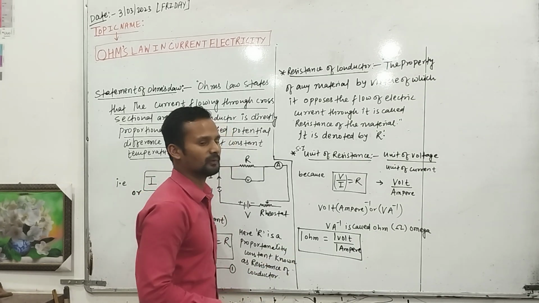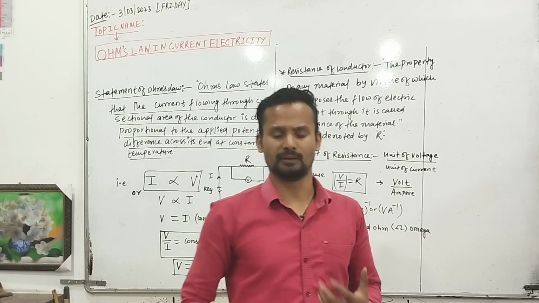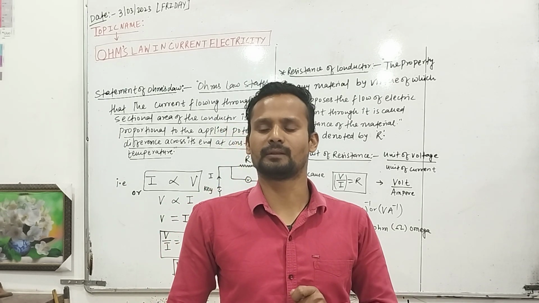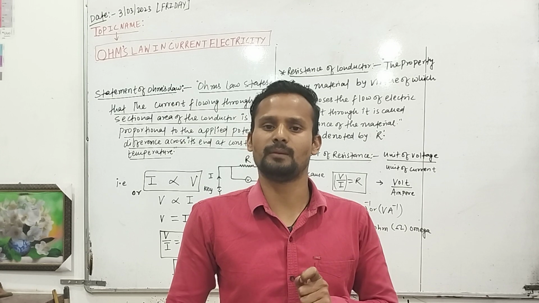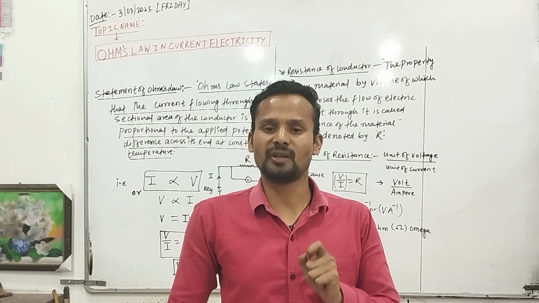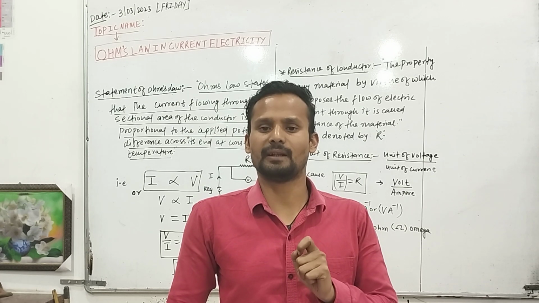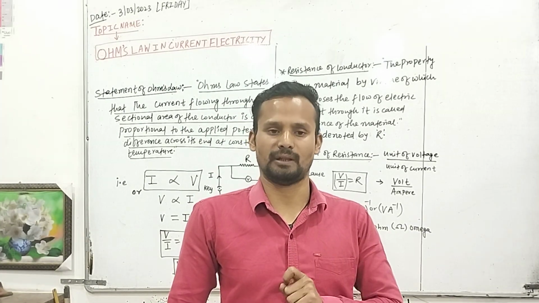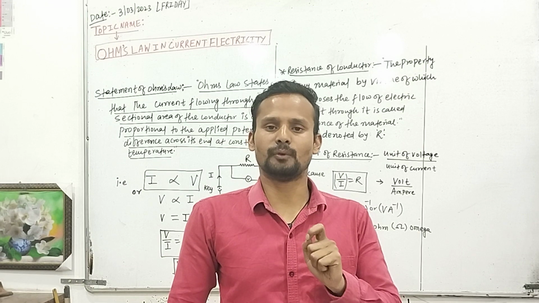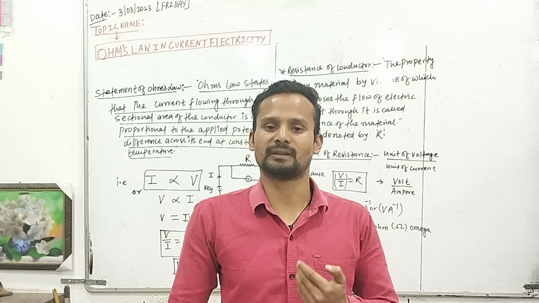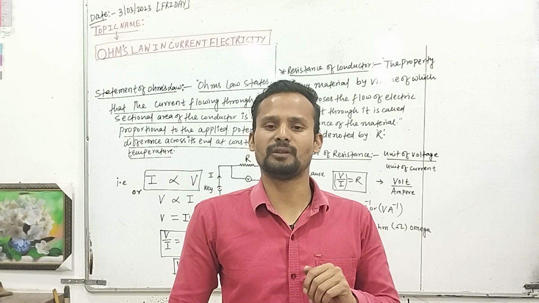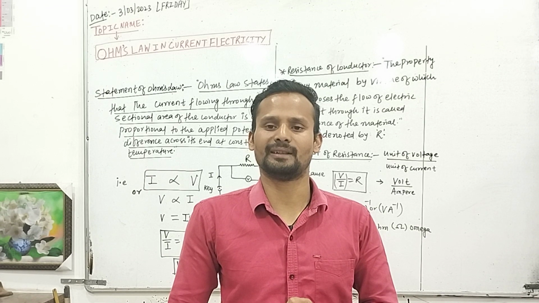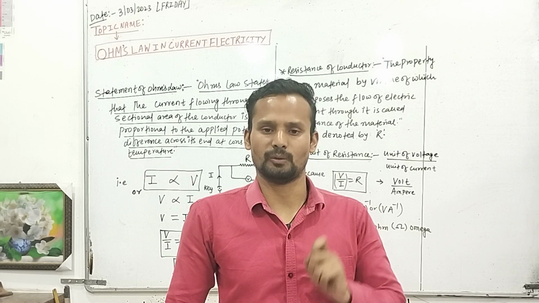So how do we define 1 ohm? We define 1 ohm as the resistance offered by any material when the potential difference applied across it is 1 volt and the current flowing through the conductor is 1 ampere. So whenever 1 volt potential difference is applied across any conductor and the current flowing through is 1 ampere, then the resistance offered by that material is said to be 1 ohm.